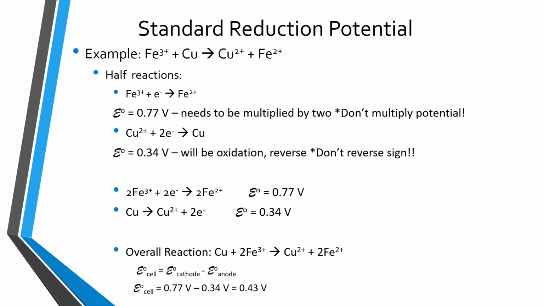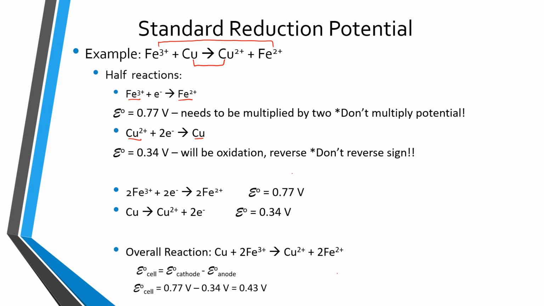Okay. So let's look at an example. We've got iron 3 plus and copper yields copper 2 plus and iron 2 plus. The first thing we're going to do is separate this into its half reactions. So we have iron 3 plus yields iron 2 plus, and copper 2 plus yields copper. Now we have to put our electrons in there. So it's iron 3 plus plus an electron, and copper 2 plus plus 2 electrons. What you can do if you need to is look at your reduction potential table, and you'll see these reactions written out for you.